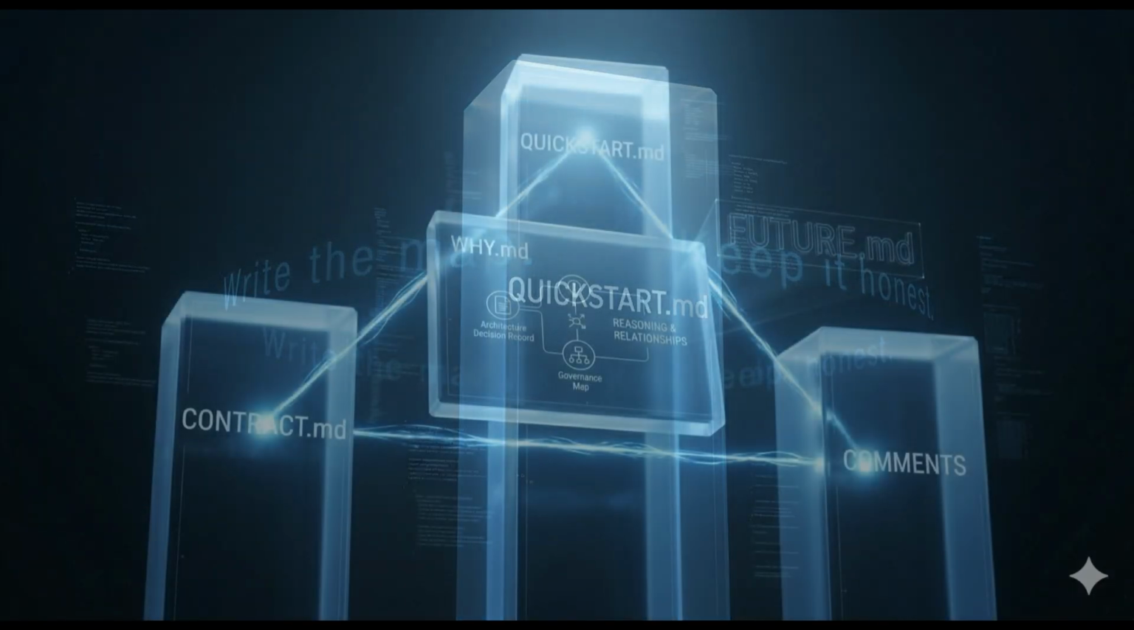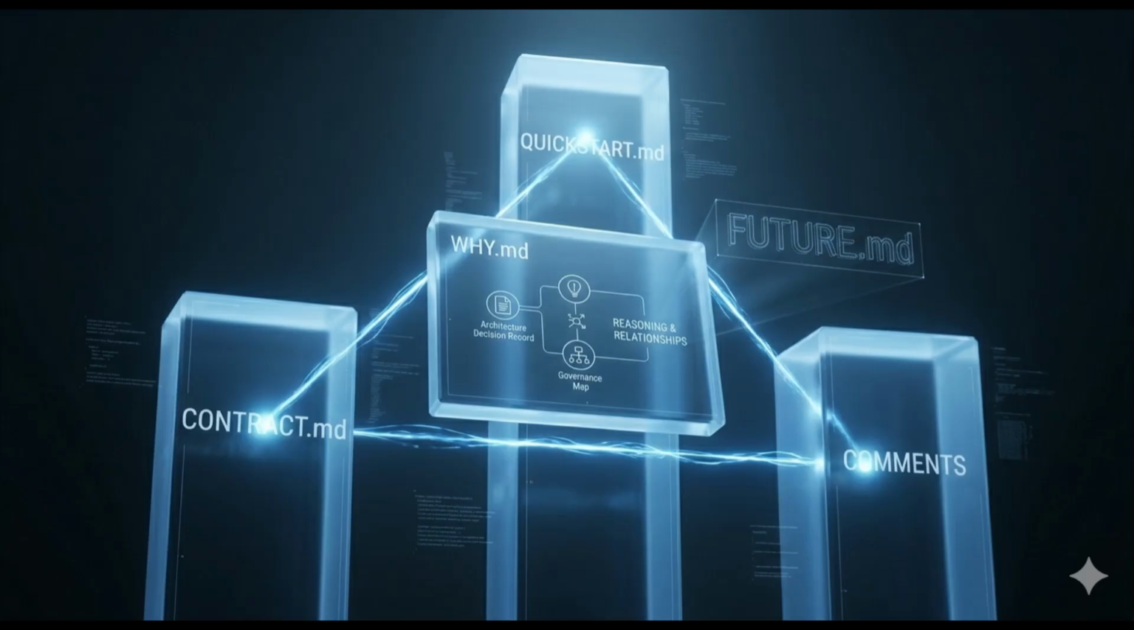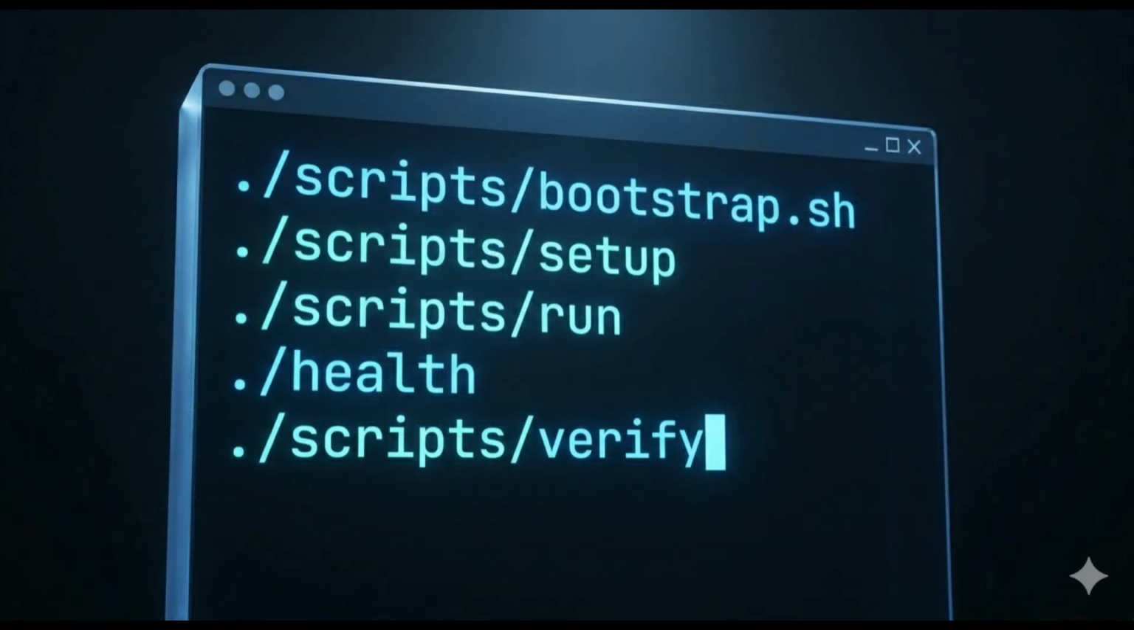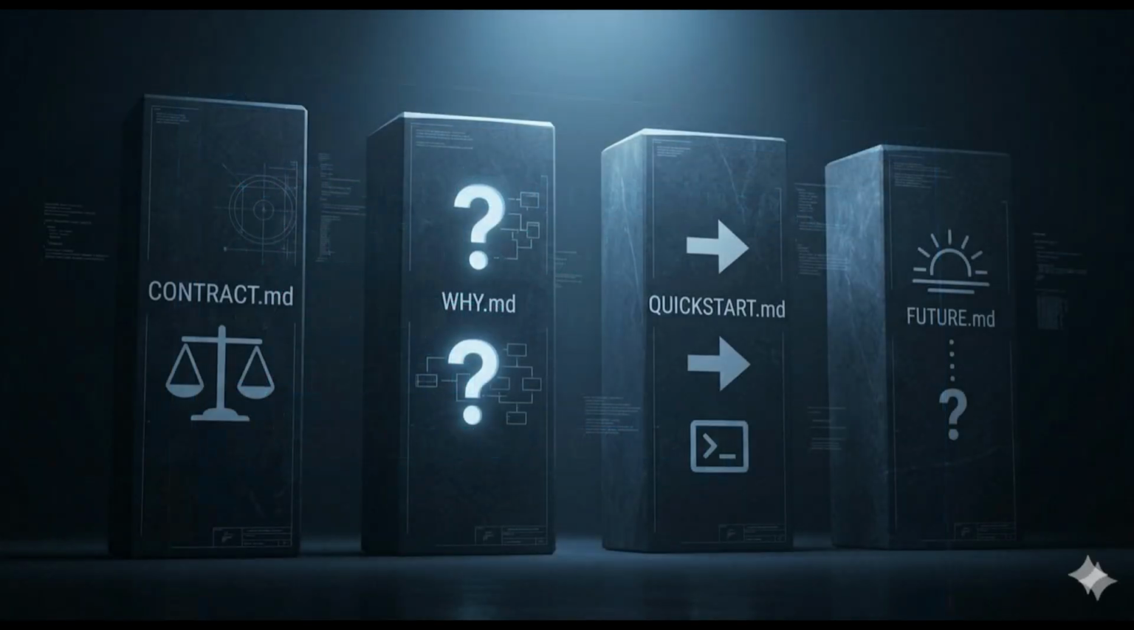Finally, QUICKSTART.md explains how these commands relate back to the contract. For example, it might say, before running any commands, ensure you have read contract.md and why.md. The tests and health checks enforce the invariants defined there. If a test fails, assume a contract has been violated. This is where the trinity comes together.